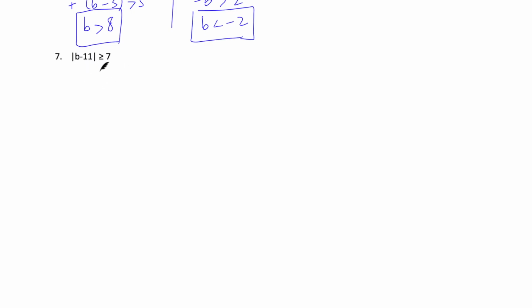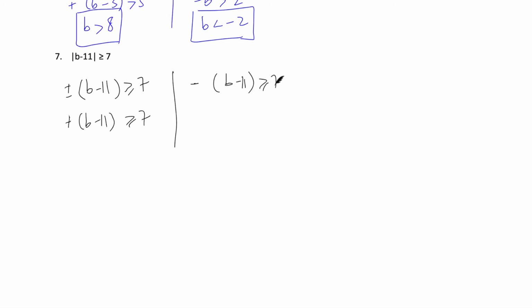Let's solve this absolute value inequality. Same question again. Plus minus (b minus 11) is greater than or equal to 7. With positive, we have b minus 11 is greater than or equal to 7. And with negative, we have minus (b minus 11) is greater than or equal to 7. Let's just solve these. We have b is greater than or equal to 7 plus 11, which is 18. And with this, we have minus b plus 11 is greater than or equal to 7. Minus b is greater than or equal to 7 minus 11, which is minus 4. B is less than or equal to 4.